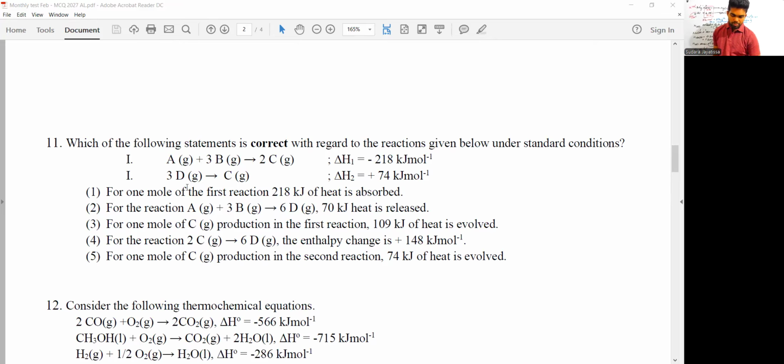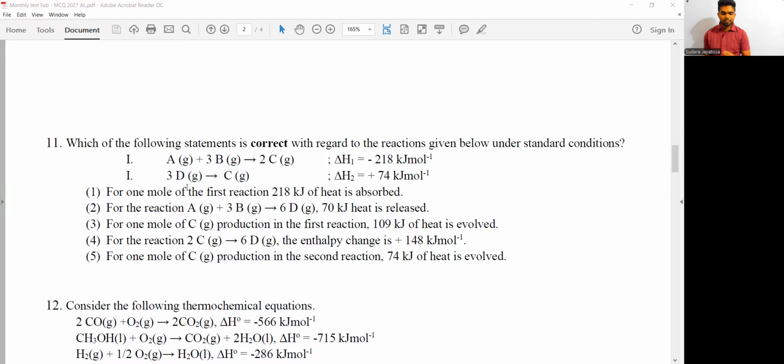So there are 2 thermochemical equations given. It's asking what is the correct one? Now let's find out the correct one and say why the others are wrong. Look at the first one. For 1 mole of the first reaction, 218 kilojoules of heat is absorbed.